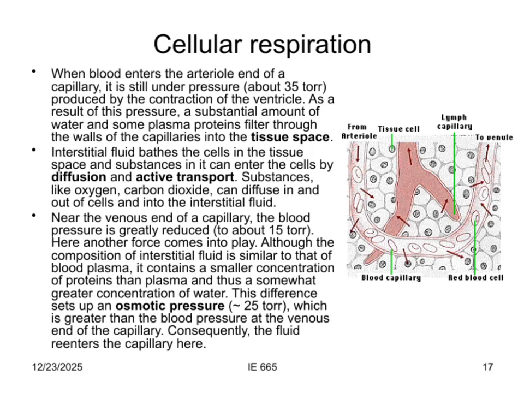When blood enters the arterial end of a capillary, it's still under a significant pressure, about 35 torr, which is generated by the contraction of the ventricle. Because of this pressure, a substantial amount of water and some plasma proteins are pushed through the walls of the capillaries into the surrounding tissue space. This process is essential for delivering nutrients and oxygen to the cells and for removing waste products.